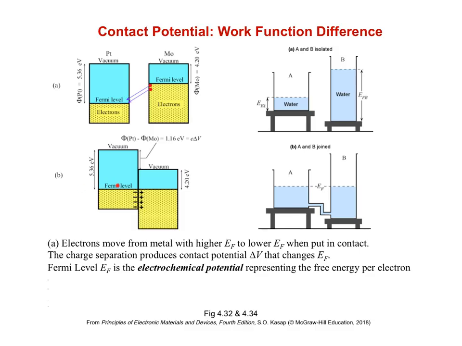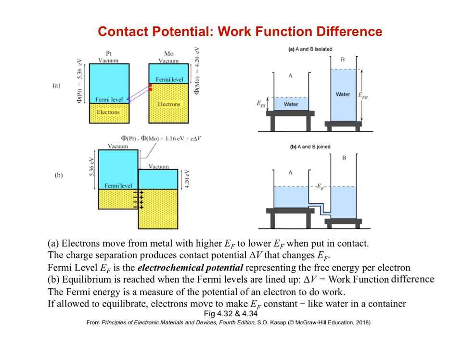The Fermi level is also known as the electrochemical potential because it represents the free energy per electron in a material. The electrochemical potential or Fermi level of a material can be changed due to the internal electric potential, but it can also be changed due to an external electric potential. In equilibrium, the internal electric potential difference is given by the work function difference between the two metals.